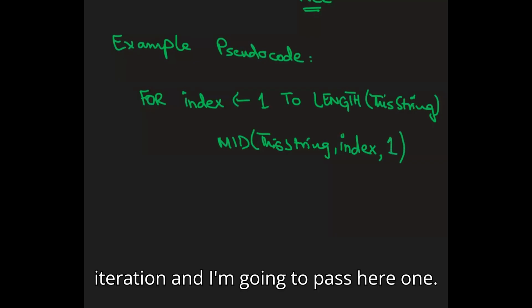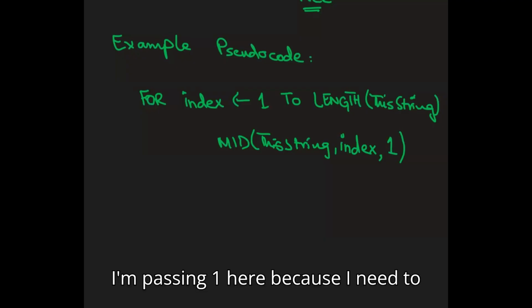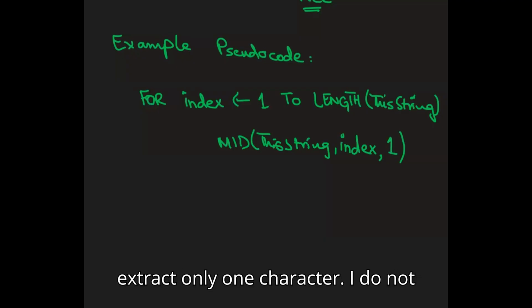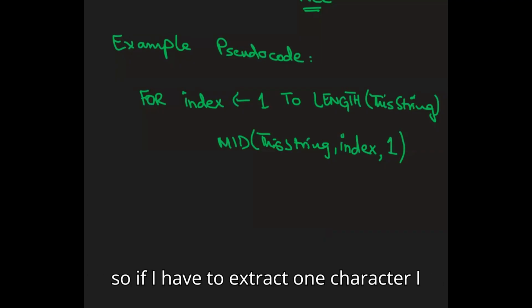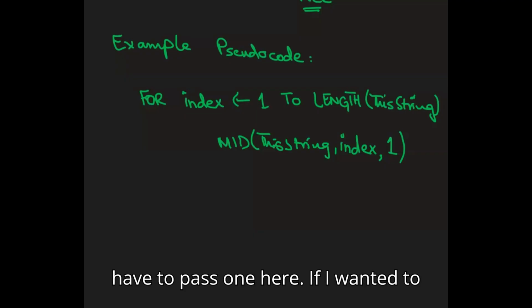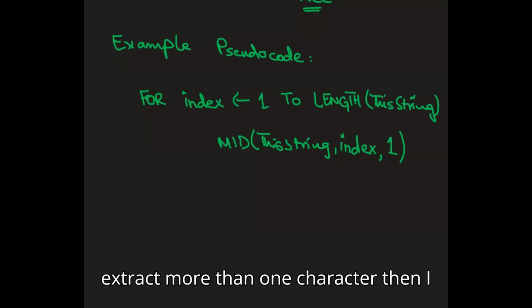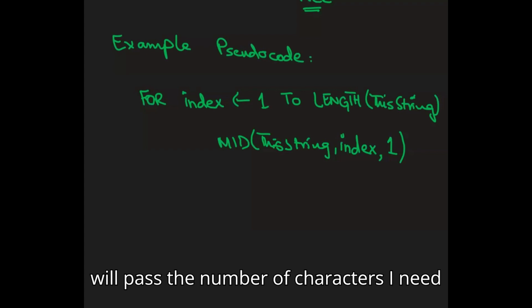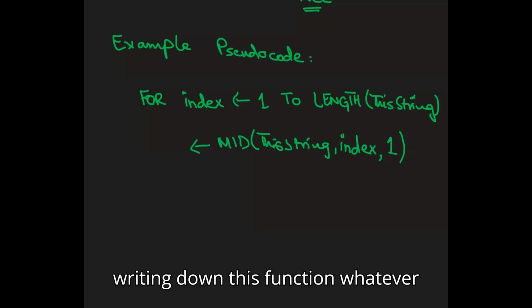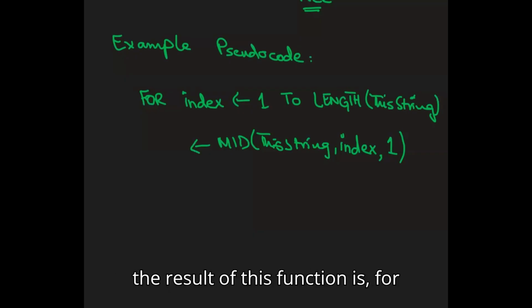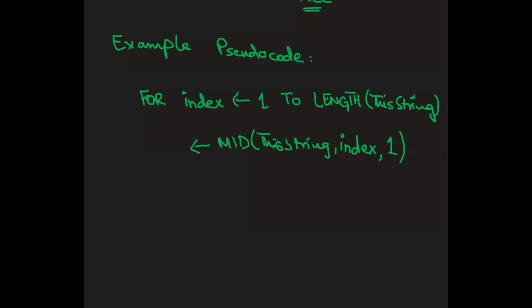And I'm going to pass here 1. I'm passing 1 here because I need to extract only one character. I do not want to extract more than one character. So if I have to extract one character, I have to pass 1 here. If I wanted to extract more than one character, then I will pass the number of characters I need to extract.